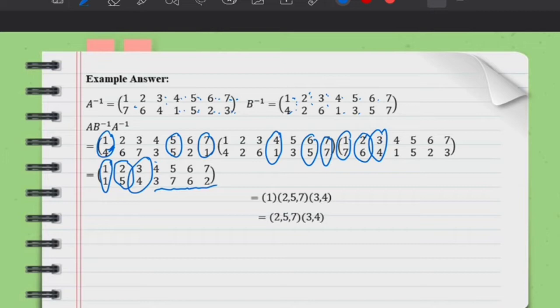And we need to come up with the disjoint cycle notation. As you can see, 1 maps to 1, so we have the first cycle. Then 2 is mapped to 5, 5 is mapped to 7, and 7 maps to 2, so we have a second cycle. Finally, 3 maps to 4, then 4 maps to 3, and we have the third cycle. Since 1 maps to itself, the final answer has only two cycles, which are (2 5 7) and (3 4).